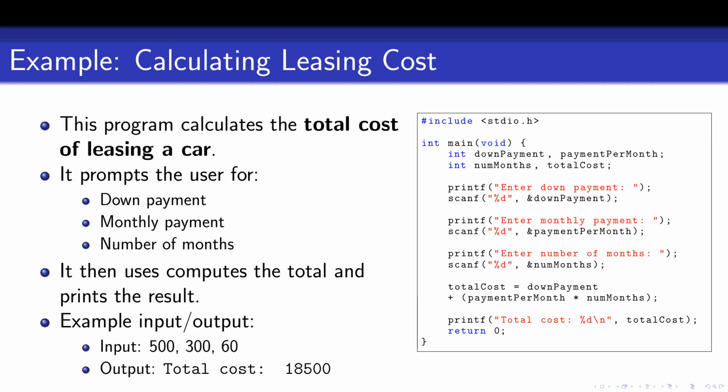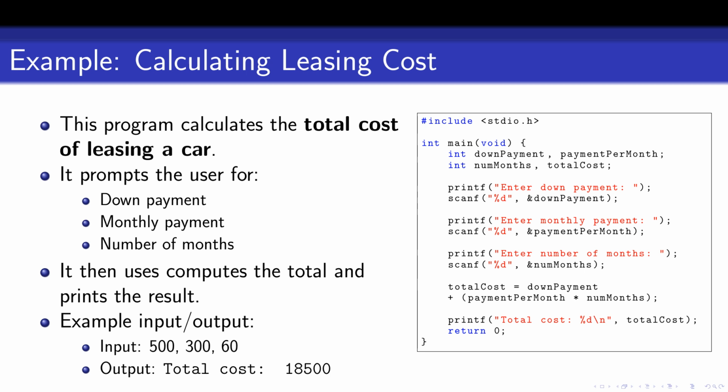Let's look at a practical example of using expressions to compute something meaningful. Suppose you're writing a program to calculate the total cost of leasing a car. You'll ask the user for 3 inputs: the down payment, the monthly payment, and the number of months in the lease. Then you compute the total cost by multiplying the monthly payment by the number of months and adding the down payment. The expression looks like this.